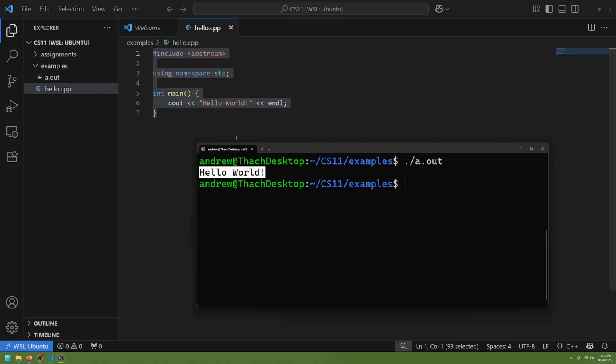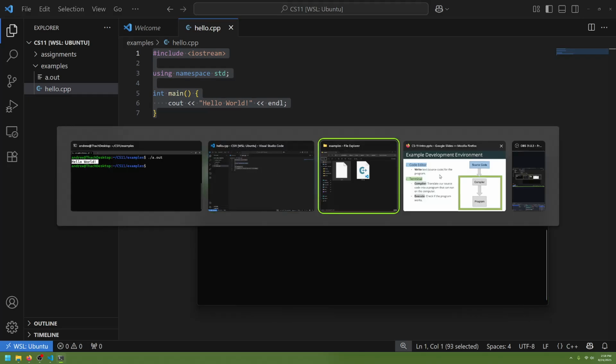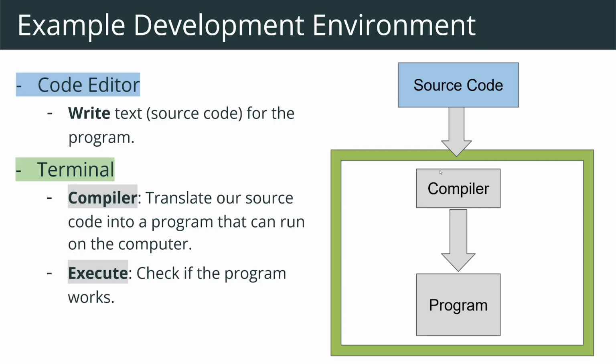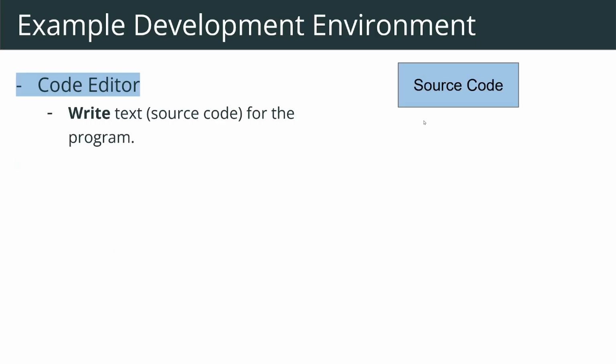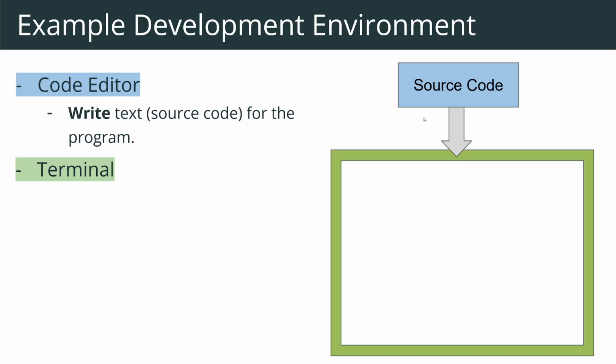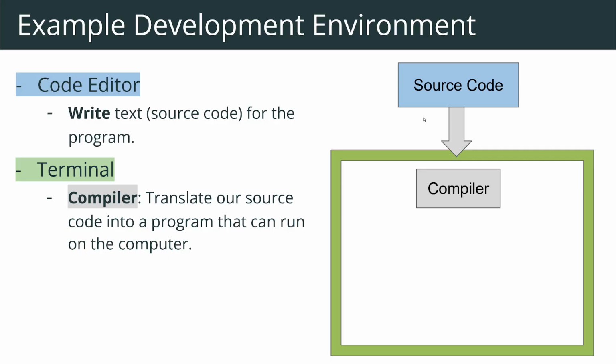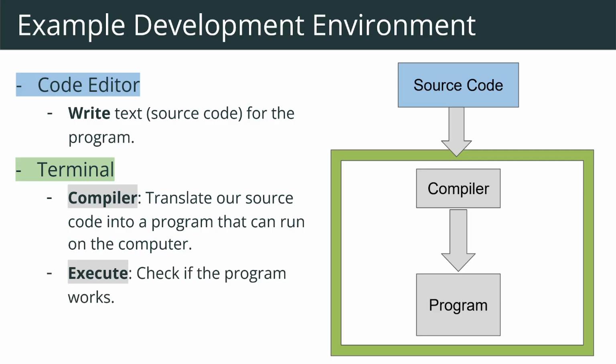Okay. Hello world is an analogy to make sure that our environment is working as intended. So hopefully people were able to compile and run it. Okay, so let's go over what we did. We wrote source code in VS Code. We used the terminal to compile, and then we ran the program and verified that it works. We verified because it did print hello world.